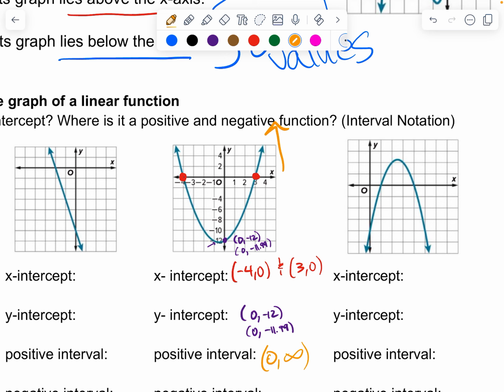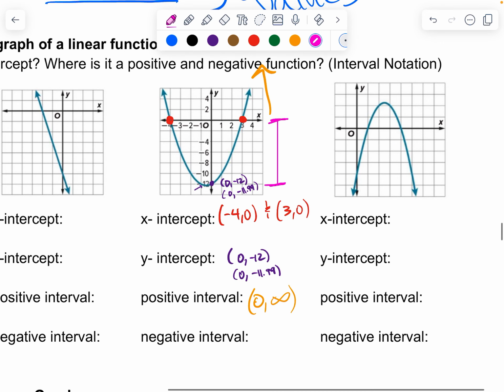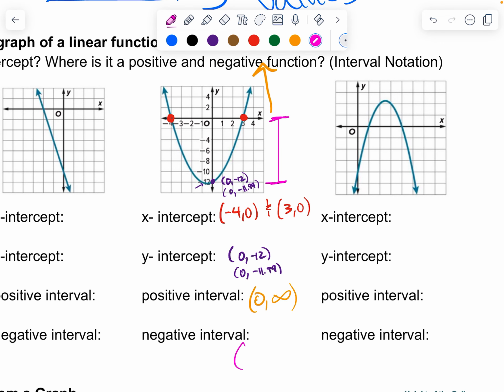Now, this is not a line. So it actually comes down to here and it just stops. We only go from down at the bottom up to there. So the lowest it would be is either the negative 12 or the negative 11.99, comma, and it goes up to 0.